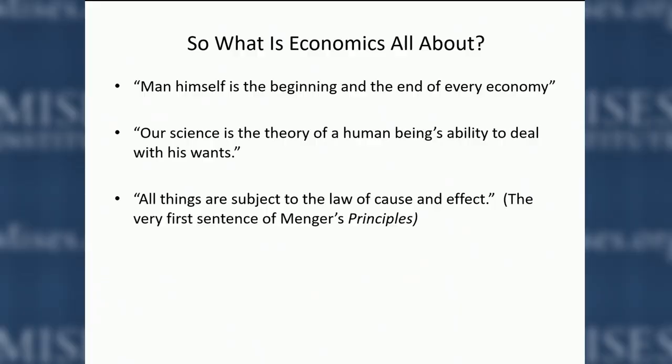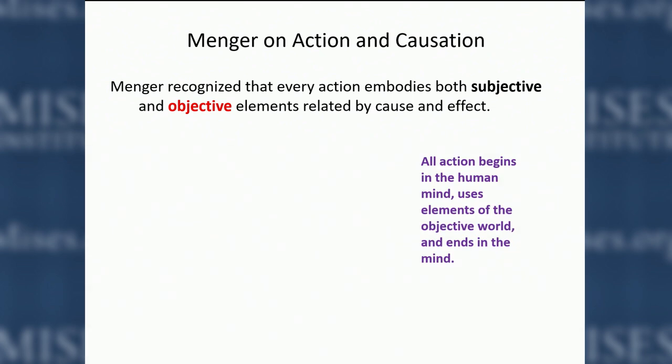And finally, all things are subject to the law of cause and effect. He wanted to explain real things and the causes of real things. So Menger recognized that every action embodies both subjective elements, okay, people's wants, their plans for satisfying these wants, their expectations of the means or the goods that they'll have at their disposal, and so on. So there were subjective elements pervading economics and action, and objective elements. We don't want to forget that human beings are in a world in which there's an external environment, in which there are elements that help them achieve their purposes or stop them from achieving their purposes.